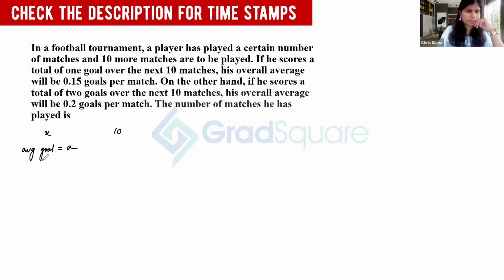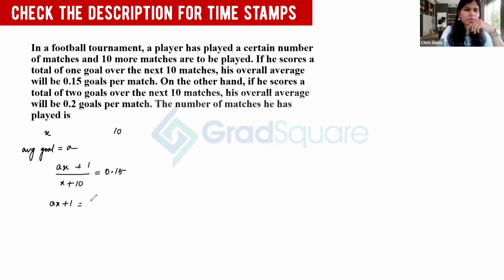Let it be A. Now, he has a total of AX goals in the first X matches, and he scores 1 goal extra in the 10 more matches. Divided by the total number of matches, which is X plus 10, this average is going to be 0.15. Let me figure out what this equation gives me.